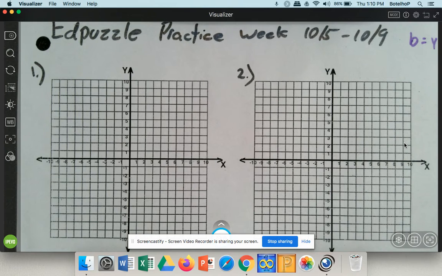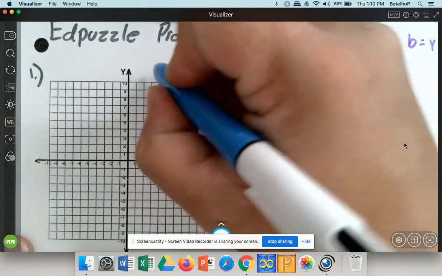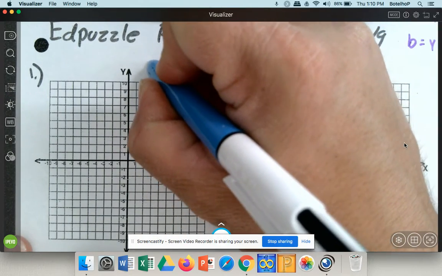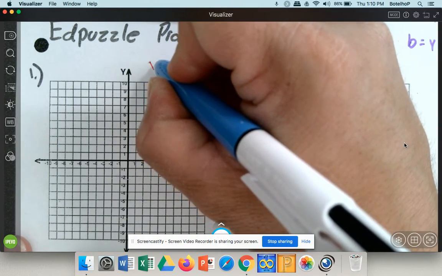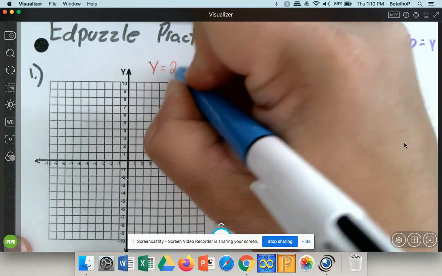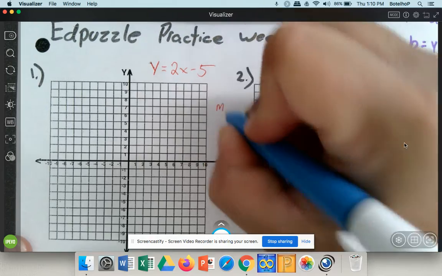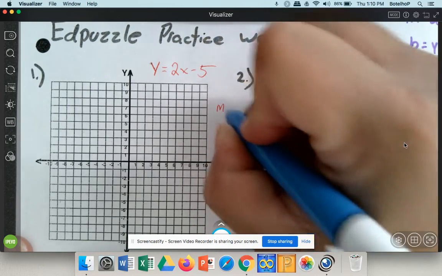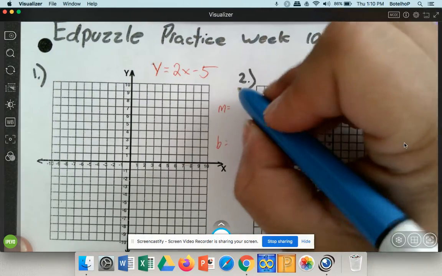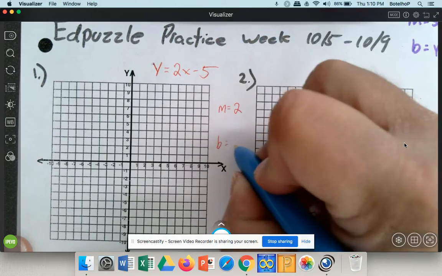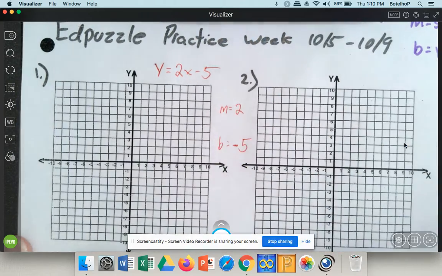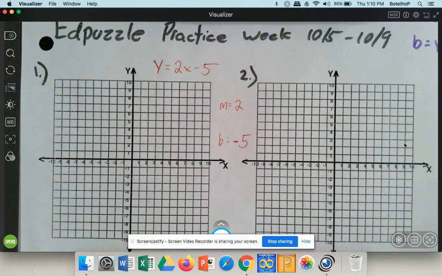The first example, copy this down with me, the equation is y equals 2x minus 5. When I graph these, I always like to identify my slope and my y-intercept. So the slope here is 2, and the y-intercept is -5. Take a moment and pause the video, or the EdPuzzle will pause, and graph this the best you can.